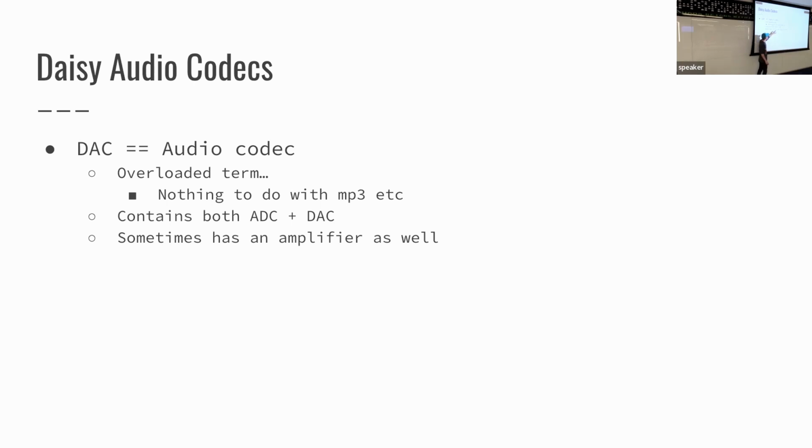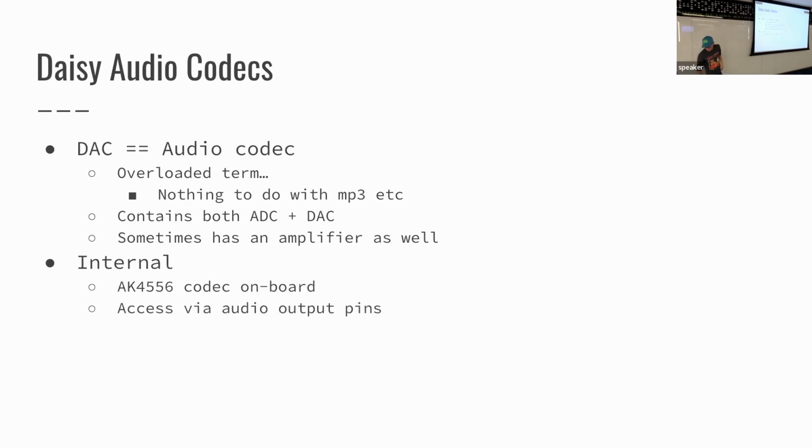Oftentimes they'll have both directions. So if you've got an analog signal and you want to make it into digital data, you can input it there. It also often has an amplifier on board. And the Daisy has two, like we said. There's the one on board, the AKM 4556, that sounds pretty good. There's not much reason to use a digital one, but if you have these upward bands, you can also get this digital data from those.